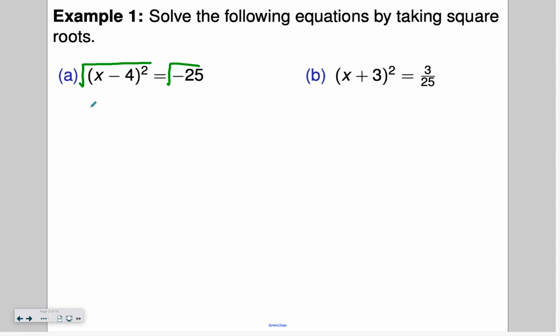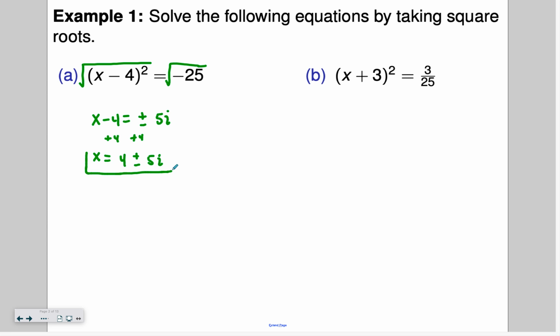So take the square root. The square and the square root cancel out, and all we have left is x minus 4 equals plus or minus the square root of negative 25. Well, the square root of negative 25, from our last lesson, is an imaginary number, and this will be 5i. It's the square root of 25 times negative 1. Still not solved. We want x equals, so add 4 to both sides of the equation, and you'll get 4 plus or minus 5i.